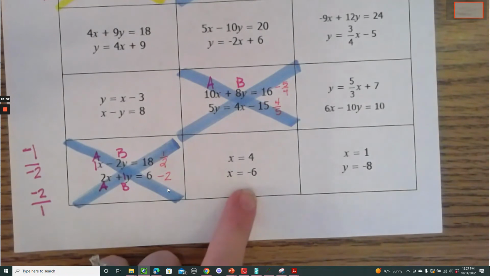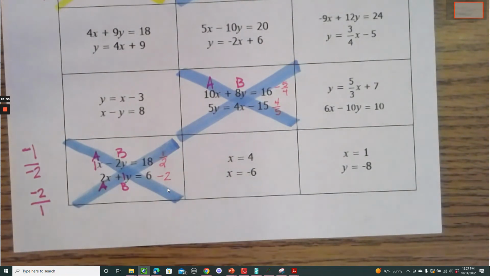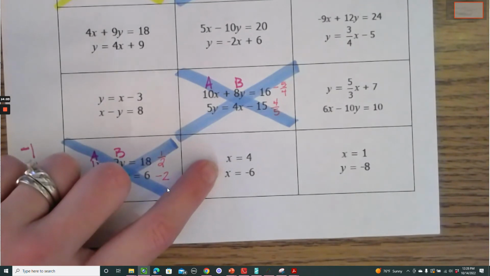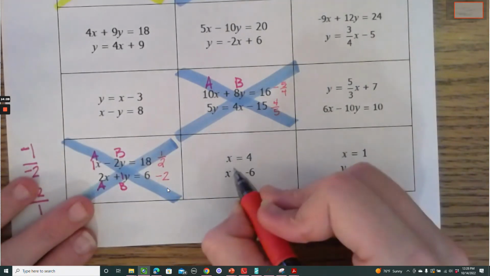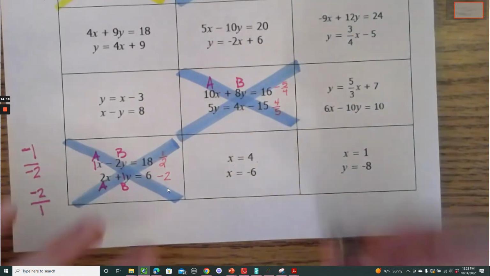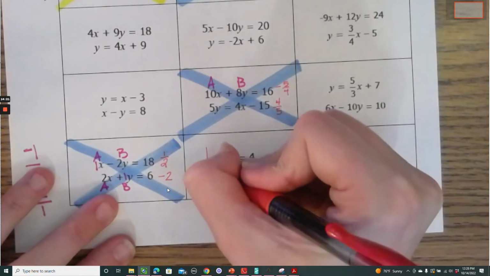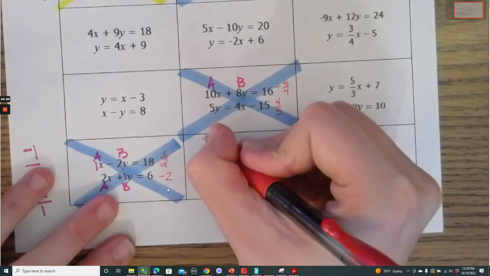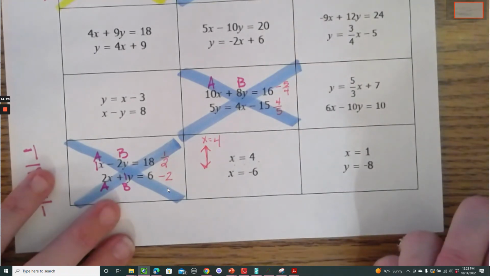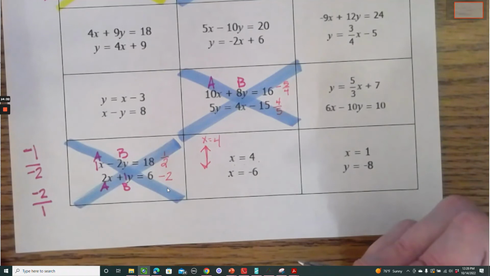All right. x equals 4 and x equals negative 6. Look at that cheat sheet I gave you today, the colored printout. x equals. What does that line look like if it's x equals? x equals 4. What would that line look like? Okay. x equals 4 is a vertical line. So x equals negative 6. What way is that line going to go? Across. No. It's yellow.